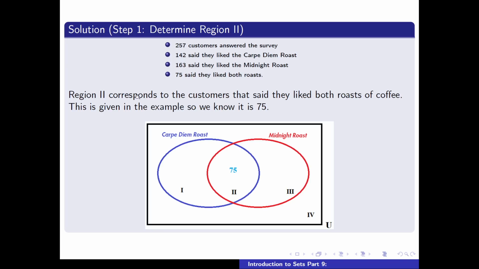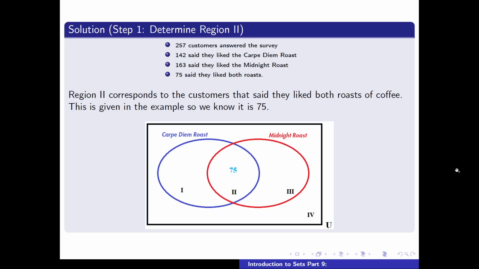All right, so we're given region 2. Remember, region 2 here is the intersection of the two sets. Which are the customers that like both the Carpe Diem roast and the midnight roast? We're actually given that in our example. 75 like both roasts, so that's the cardinality of region 2 here.